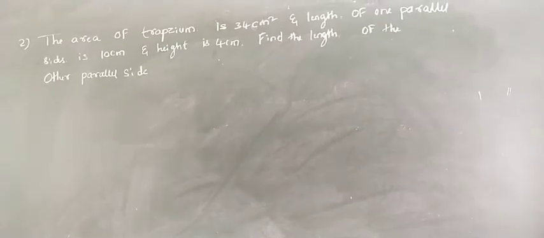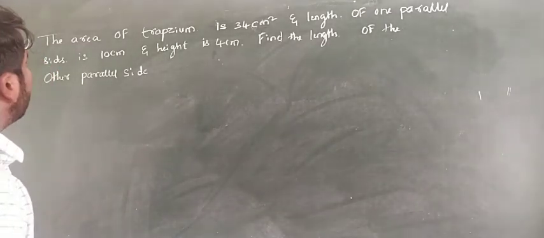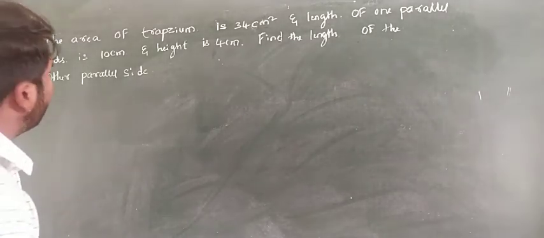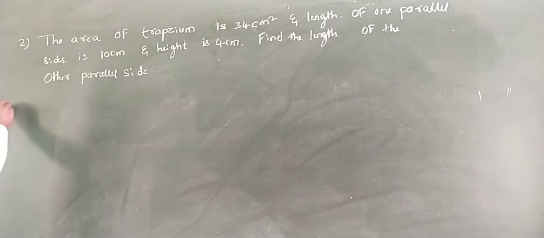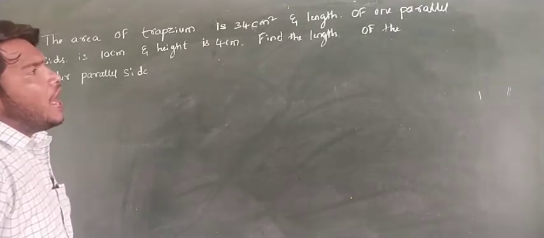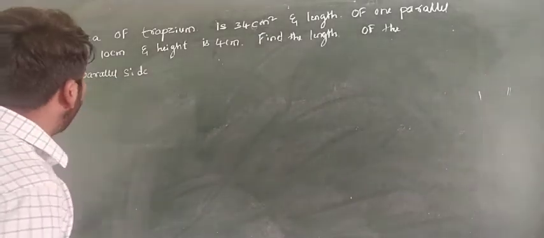Now we come to one more question, exercise number 11.2, the second question. The area of a trapezium is 34 centimeter square and the length of one parallel side is 10 centimeter and the height is 4 centimeter. Find the length of the other parallel side. Once again I am reading the question: the area of a trapezium is 34 centimeter square, one parallel side is 10 centimeter and the height is 4 centimeter. Find the length of the other parallel side.